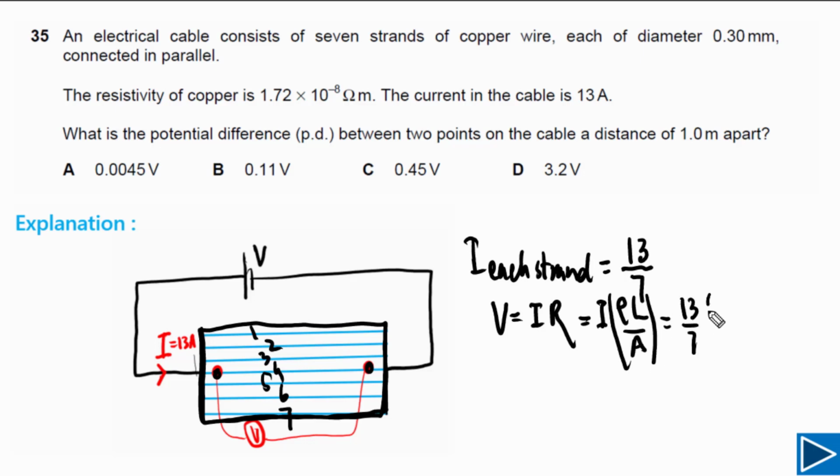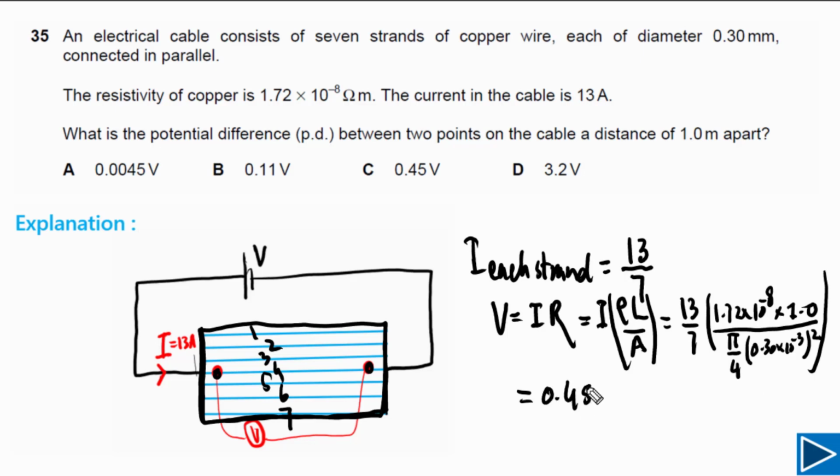Current is 13/7. Rho is given, that is 1.72 times 10 to the negative 8. And L is given, that is 1 meter, meaning the distance between these 2 points. And we need to divide by the cross-sectional area, but the diameter is given. We can say this is pi by 4 d squared. So d in this case is 0.30 millimeters, and the power of d is 2. Now simply we need to solve this one. If we solve this, our final answer will be 0.5451 volts. So the answer for this question is C. This is how you can answer this problem.